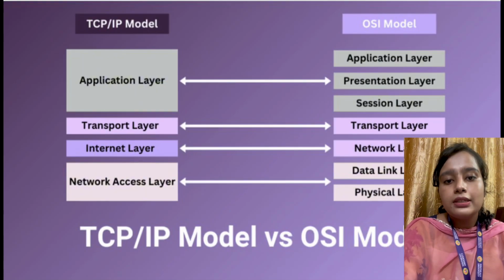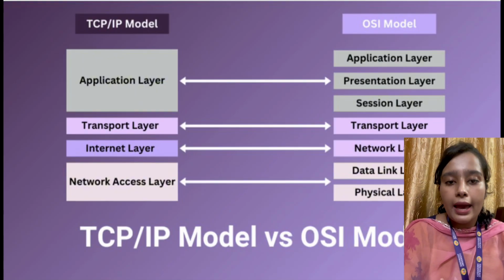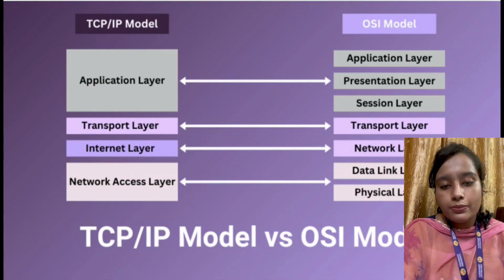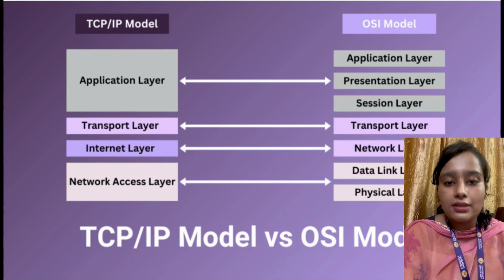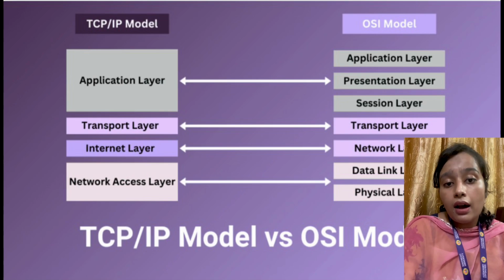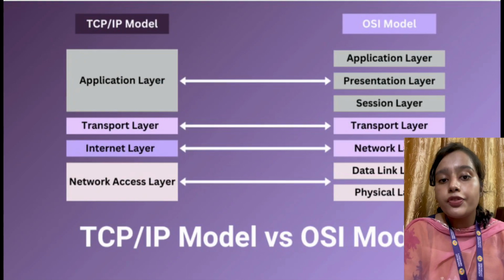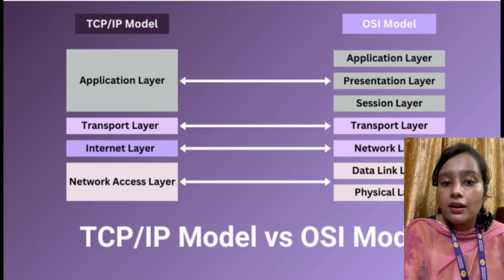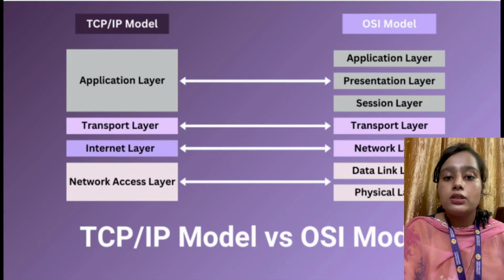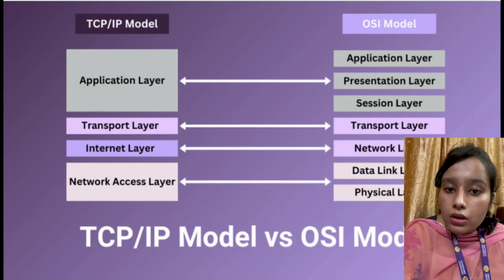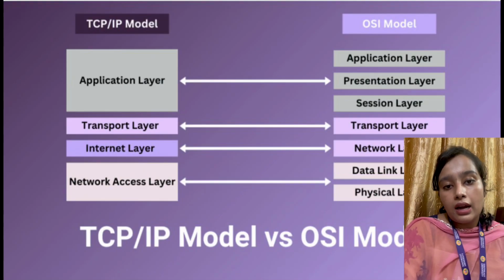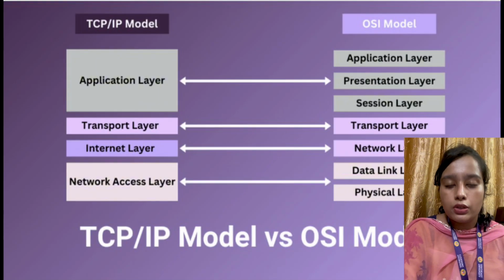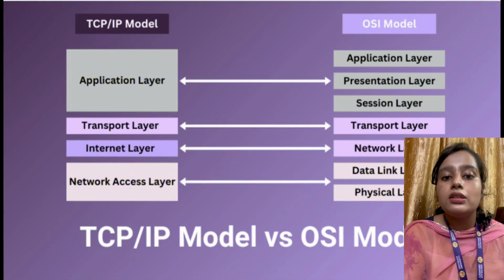TCP/IP's 4 layers are the application layer, transport layer, internet layer, and the last one is the network access layer. On the other hand, OSI has 7 layers. They are the application layer, presentation layer, session layer, transport layer, network layer, data link layer, and physical layer. So this is the difference between these models.